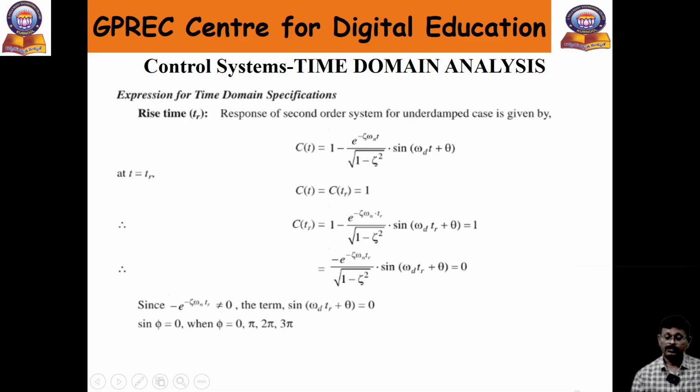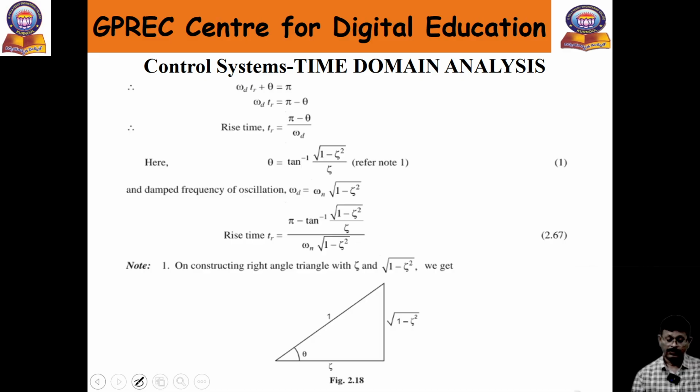Now take the first one, rise time. I am taking the standard second order equation after applying a unit step input: c(t) = 1 minus e power minus zeta omega n t over root of 1 minus zeta square, sin(omega d t plus theta). I am equating c(t) to 1 at t equal to tr. Because it is an underdamped system, the rise time is found by taking 1.